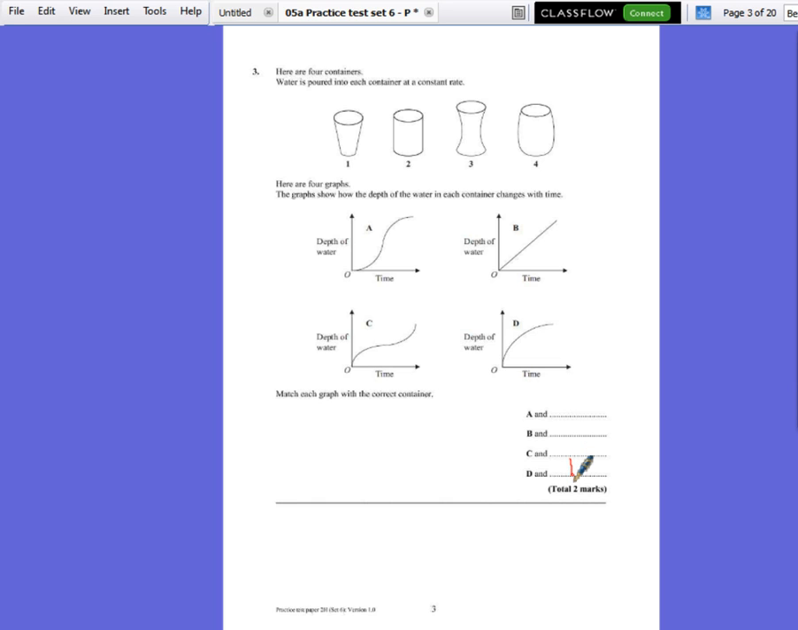Container 2 is constant all the way up, so that will just fill up at a constant rate, which is B. So B would be container 2. Container 3 is fat, then goes to thin, then goes to fat again. So that will fill up slowly, then quickly, then slowly again. So that would be container A. And finally, the last one, it starts off narrow, then goes fat, then goes narrow again, so that will go fast, slow, fast, which would be graph C, the one that we're left with.